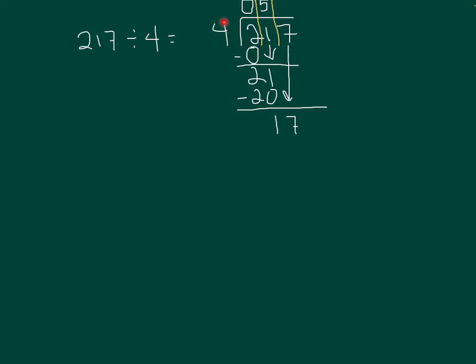And then I ask myself, 4 fits into 17 how many times? Well, 4 times 4 is 16. 4 times 5 is 20, which is too big, so it must be 4 times 4. So I'll say 4. That's a 4. So 4 times 4 is 16, and I get a remainder of 1.